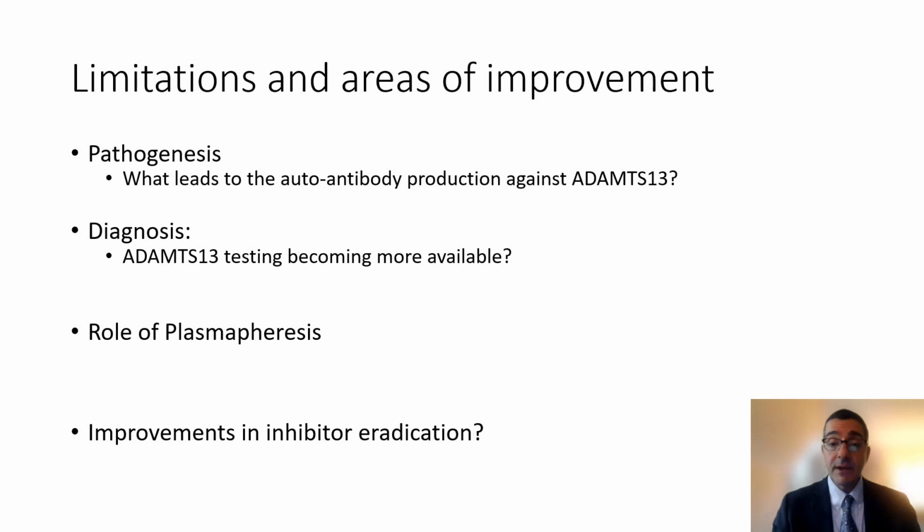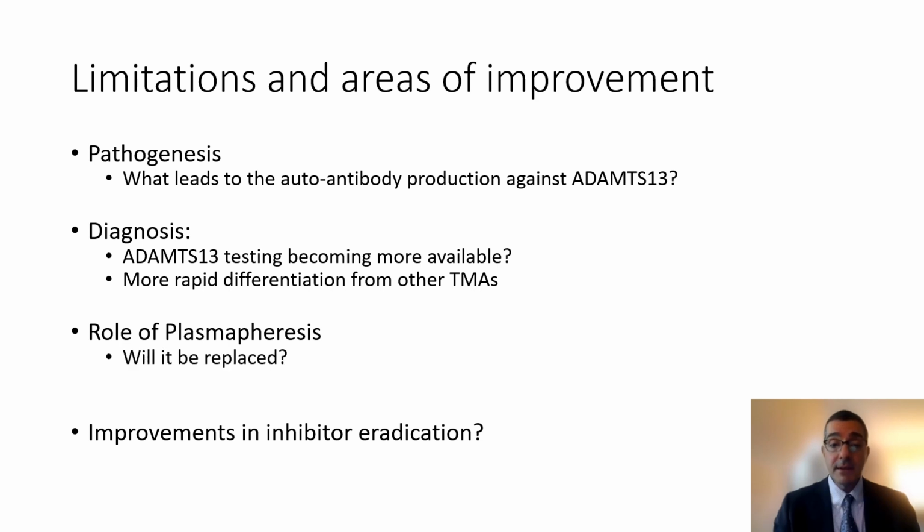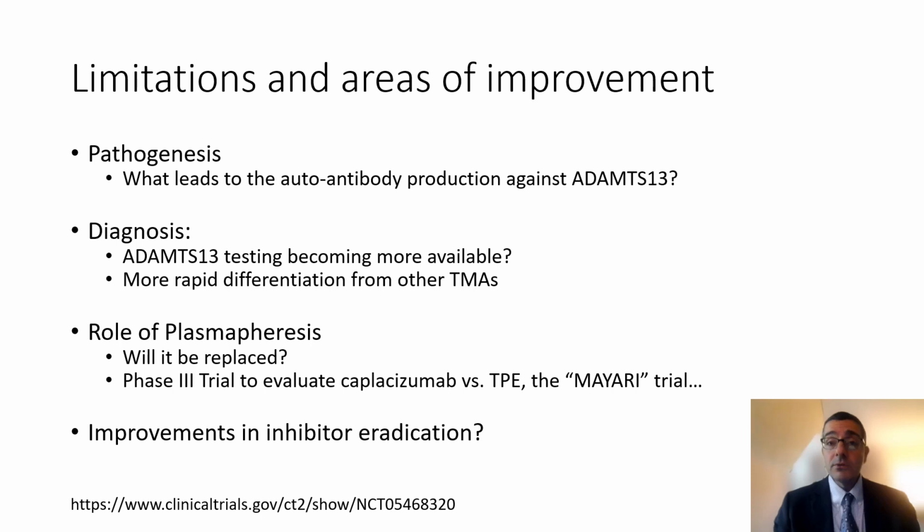In terms of diagnosis, is there a way that we can make the ADAMTS13 testing more available instead of sending out to just a handful of laboratories that do this? The benefit is that we could rapidly differentiate those who have TTP from people who don't, so that instead of giving them plasma exchange and steroids, they could get the treatment that they need. What is going to be the role of plasmapheresis? Will this be replaced? There's a lot of uncontrolled, anecdotal data about how caplacizumab has been used to treat TTP without plasma exchange. But the Mayari trial is now open, and it's set to answer that question, which will be a randomized trial of plasma exchange versus caplacizumab. So I would encourage everyone who has a relapse of TTP, if your center has this trial open, please consider volunteering for this study. And of course, at the end of the day, are there any ways that we can get rid of this inhibitor better, particularly for those patients who have a refractory inhibitor?